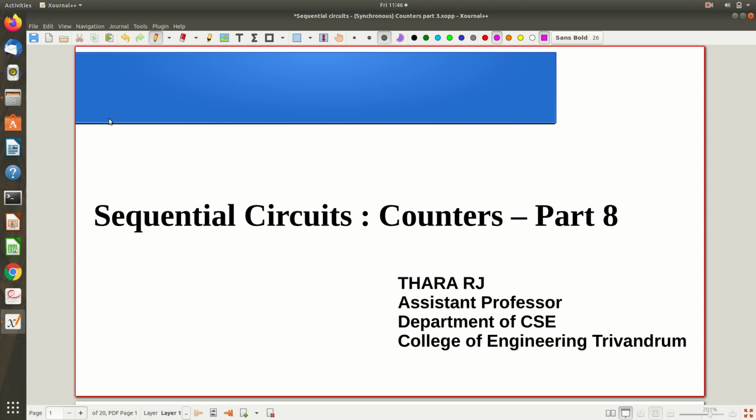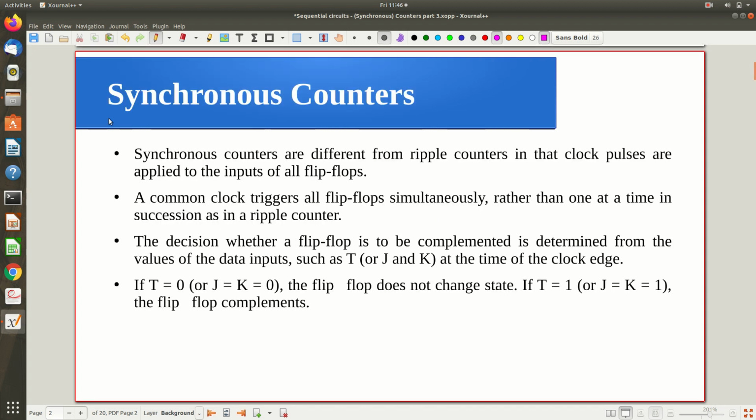Asynchronous counter basically means we apply the clock directly only to the first flip flop, and its output will act as the clock for the second one, and so on. So it's basically a frequency divider, and that further leads to the counting. We understood that concept clearly in the previous video. Now from here onwards we will discuss something called a synchronous counter.